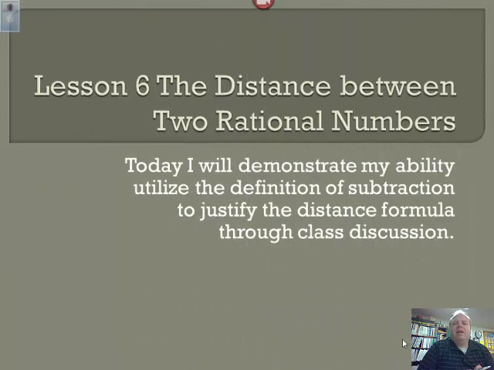Lesson 6. The distance between two rational numbers is what we're going to be talking about. Now, how are we going to do that? So let's look at the objective. Today I will demonstrate my ability to utilize the definition of subtraction to justify the distance formula through class discussion. Let's go ahead and see what we need to work on.